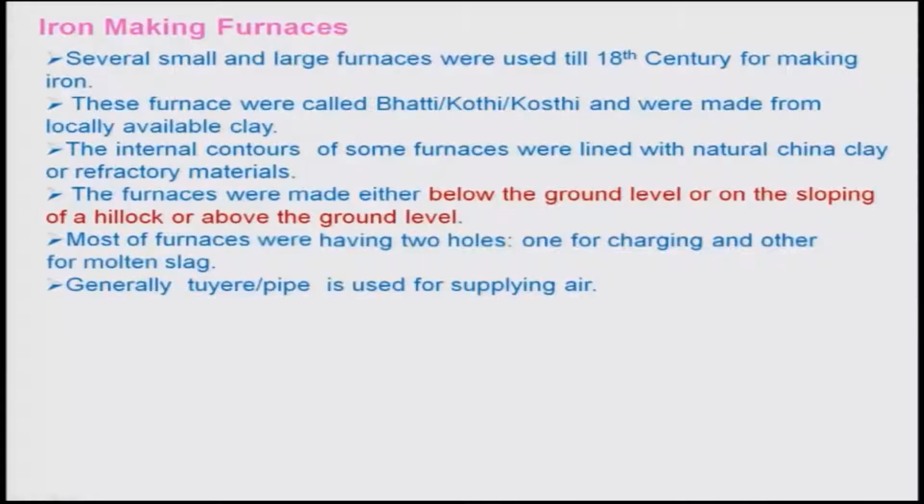The furnaces were made either below ground level, on the slope of a hillock, or above ground level. There are various kinds one can see, and most furnaces had two holes, one for charging and the other for the passage of molten slag. And generally tuyeres and pipes were used for supplying air.